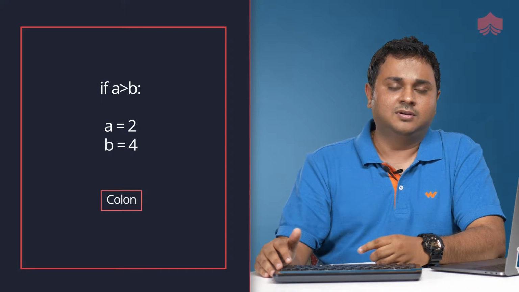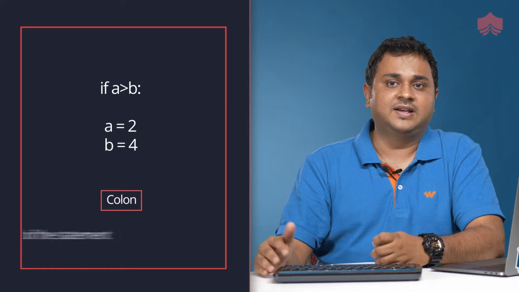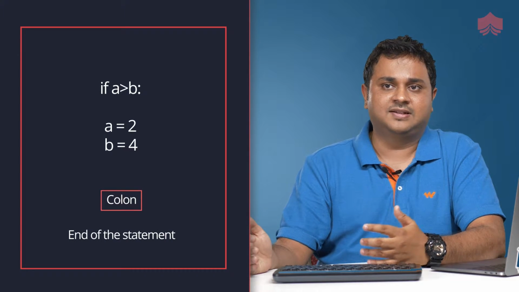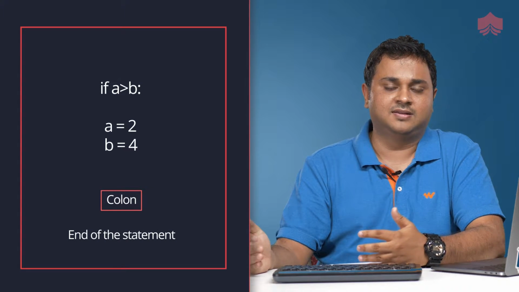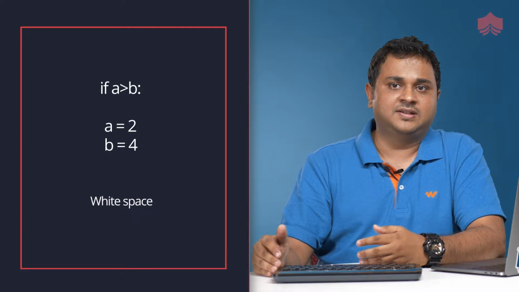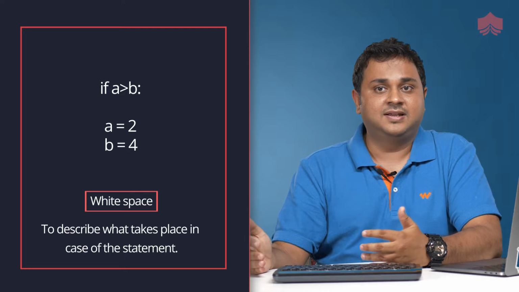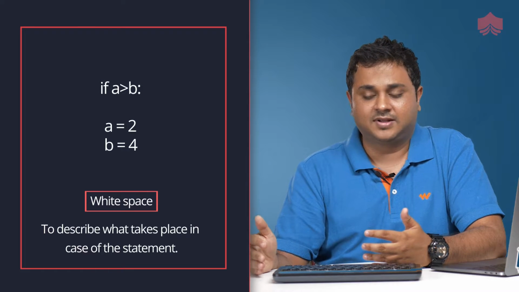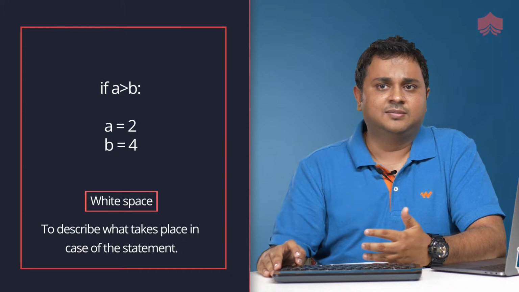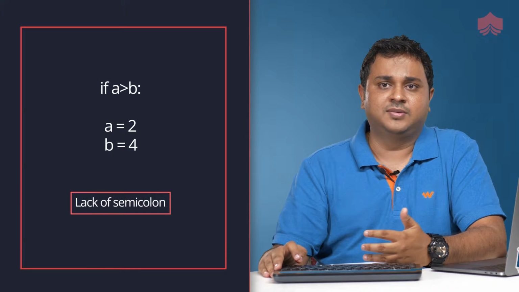The moment you put a colon, Python will understand that you've ended a statement. Instead of the curly brackets and the semicolons, the white space, which is also called indentation, is used to describe what takes place in the case of the statement. This is really important. And another major difference is a lack of semicolon in Python.